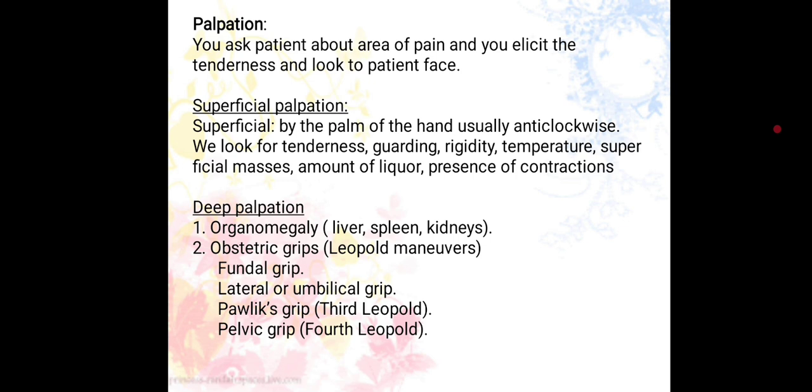Abdominal examination by palpation: there is superficial and deep palpation. Superficial is done by the palm of the hand, usually anticlockwise, while looking at the patient's face for tenderness. We are looking for tenderness, guarding, rigidity, temperature, superficial masses, amount of liquor, and any uterine contractions. By deep palpation, first for organomegaly, liver, spleen, and kidneys, and then for obstetric grips, which are Leopold maneuvers.